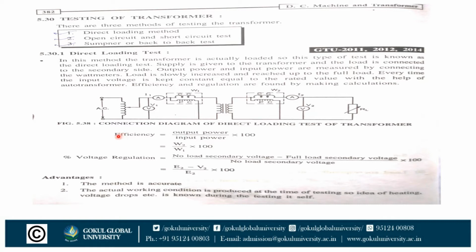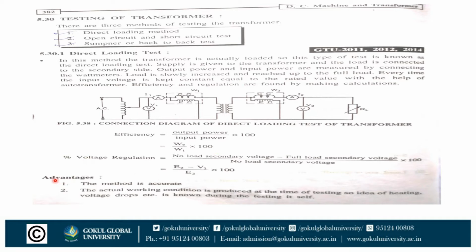So equation of efficiency is equal to output power by input power into 100, so W2 by W1 into 100. And percentage voltage regulation is equal to no load secondary voltage minus full load secondary voltage divided by no load secondary voltage into 100. So it is equal to (E2 minus V2) by E2 into 100. This one is the voltage regulation of the transformer.